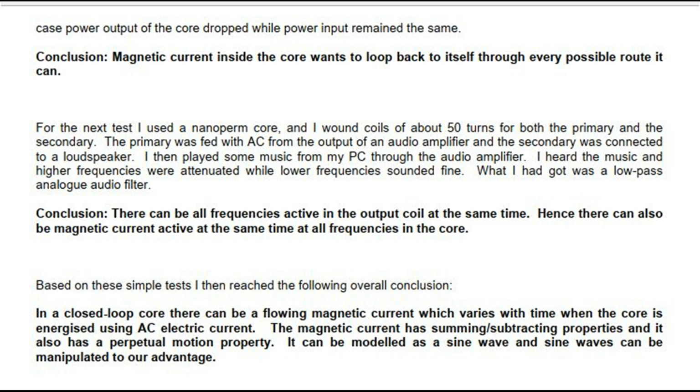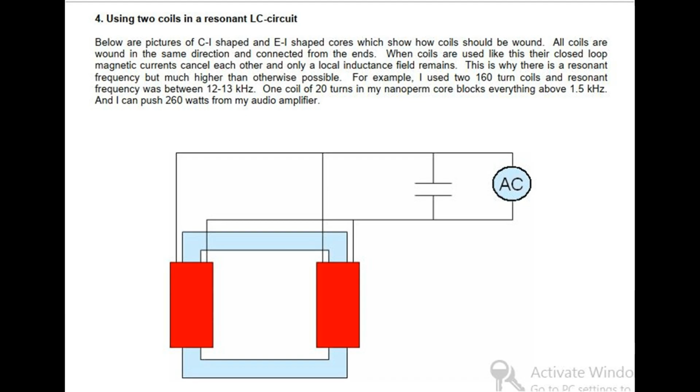Based on these simple tests I then reached the following overall conclusion: in a closed-loop core there can be a flowing magnetic current which varies with time when the core is energized using AC electric current. The magnetic current has summing/subtracting properties and it also has a perpetual motion property. It can be modeled as a sine wave and sine waves can be manipulated to our advantage. Using two coils in a resonant LC circuit.